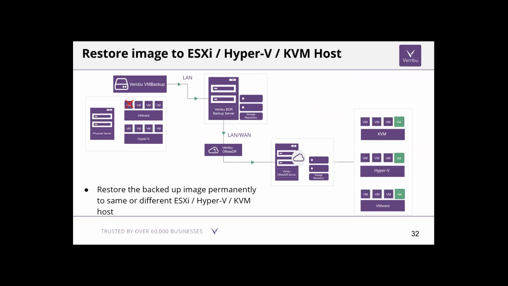And in case you would like to permanently restore all those VMs on any environment, say some customers would like to migrate a virtual machine or physical machine from site 1 to site 2, they can use this particular option. The backed up virtual machine can be permanently restored to the servers running on the secondary site. It may be Hyper-V, VMware or KVM. You can just select those options and restore it to the hypervisors.